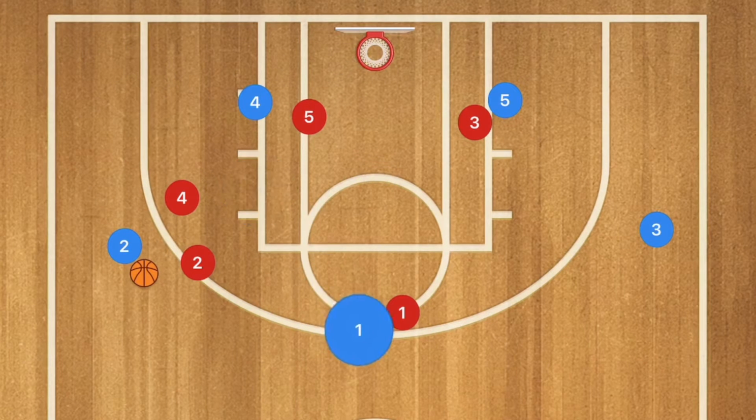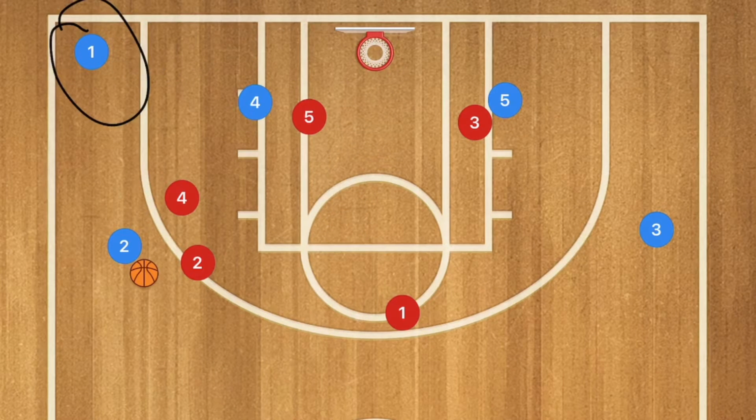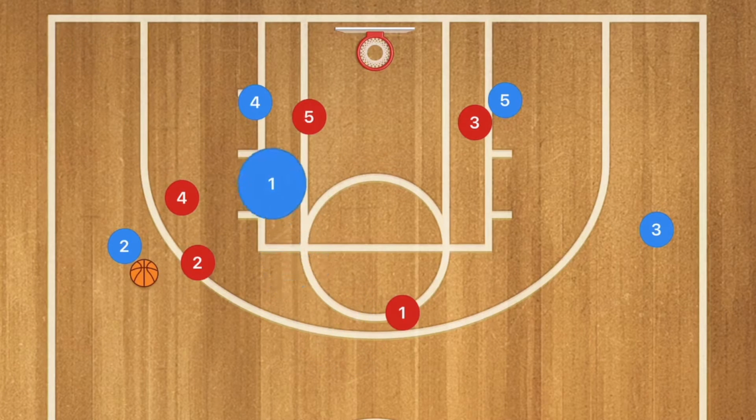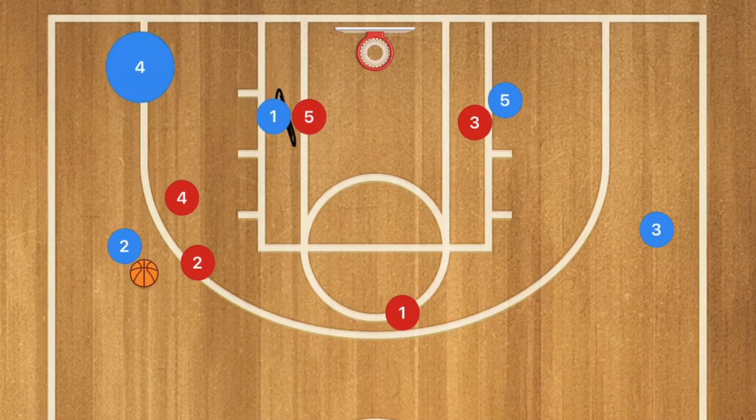Or what could happen is, instead, he can cut towards the rim. He can pop out. That's another option. He may be open again out there. Or what could happen is having player 1 cut towards the rim, set a screen for player 5 red. Player 4 could then pop out, and player 4 could be open for that 3-point shot.